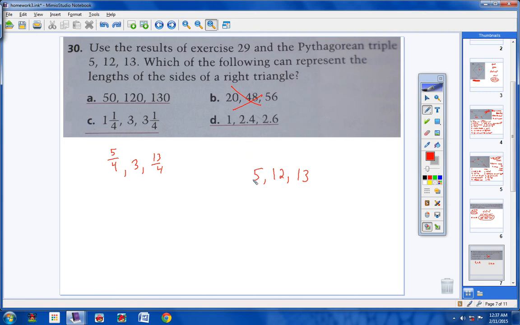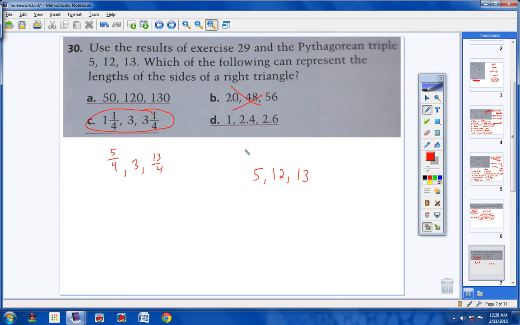So I went from 5 to 5 fourths, which means I took my 5 and I divided it by what? 4. So let's see if I took each of these numbers and divided by 4. 5 divided by 4 is 5 fourths. 12 divided by 4 is 3. And 13 divided by 4 is 13 fourths. So check. Yes, that is a Pythagorean triple. And now we come to this one here.